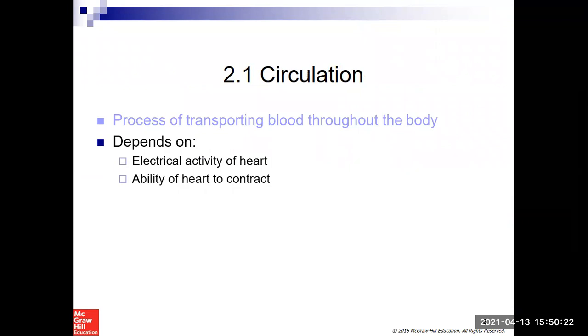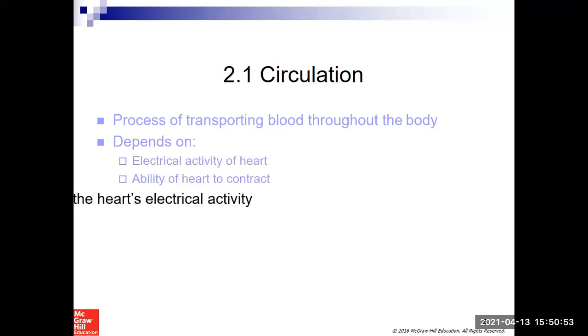The circulation process is the process of transporting blood throughout the body. It depends on the electrical activity of the heart as well as the ability of the heart to contract. Without contraction, that motion, that working, the activity of the heart will produce less circulation throughout the body. So it depends on how the heart actually contracts, because remember the pumping of the heart helps to propel the blood throughout the body.